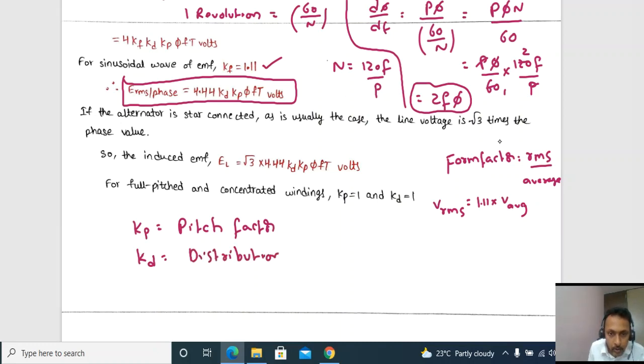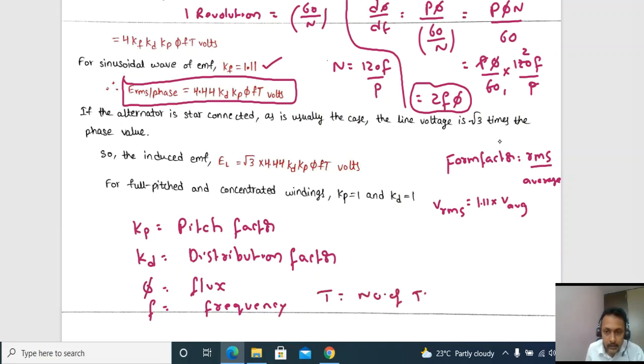Kd is the distribution factor, and phi is the flux. F is the frequency of supply, and T indicates the number of turns. So this is the final equation.